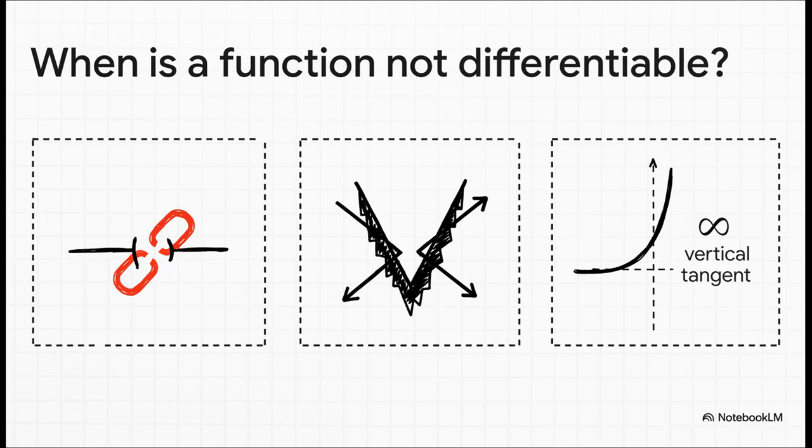So where does it break down? What are the troublemakers? Well, there are three main culprits to look out for. The first one's obvious. Any kind of discontinuity, like a break or a jump in the graph, that's an automatic no-go. But the other two are sneakier because they can happen on graphs that are totally continuous. We're talking about sharp corners, or points where the tangent line goes straight up and down.